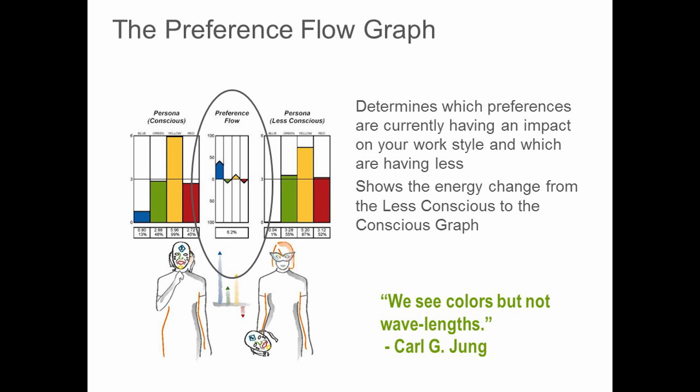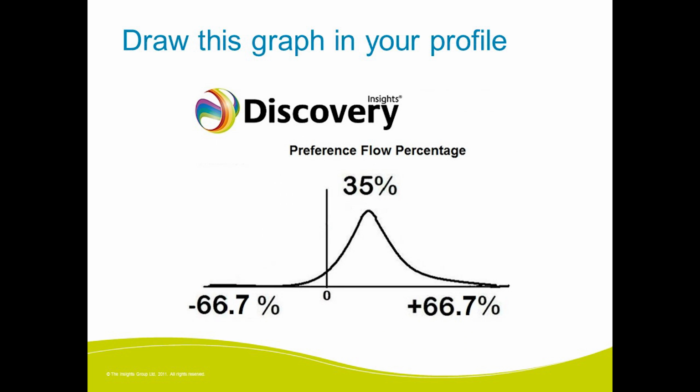It actually, as you can see in the next graph, ranges from negative 66.7 all the way up to positive 66.7, with a mode of 35%, which means most profiles that we see fall close to the range of 35%. Some of you might be much lower, some of you might be much higher. I've actually worked with hundreds of people who were at 66.7% positive. What that means for them is when they think about showing up and moving to consciousness, that they stretch themselves as far as the Insights Discovery graphs can measure.